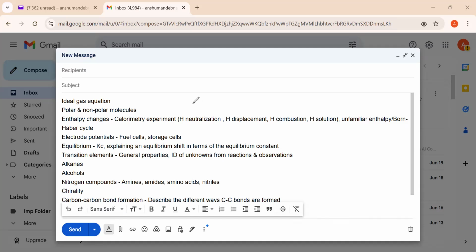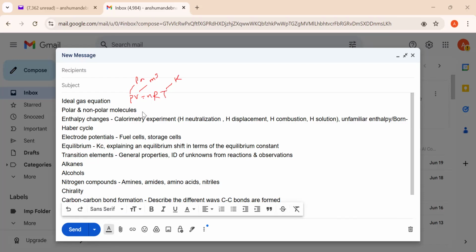The first portion you have to go through quickly is PV equal to nRT. In PV equal to nRT, we have to see that pressure should be in pascals, volume should be in meter cube, and temperature should be in Kelvin always, not degree centigrade.